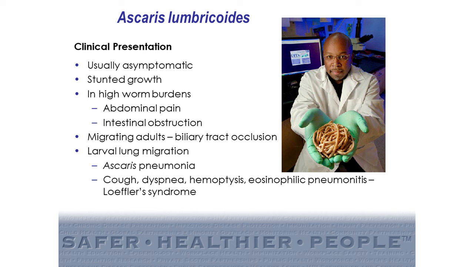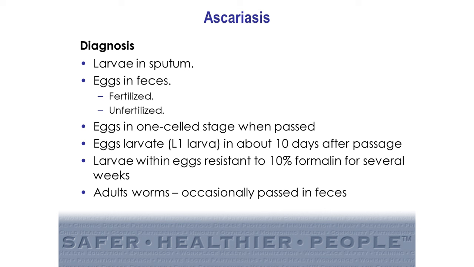Diagnosis of Ascaris is usually made by finding fertilized eggs, and both fertilized and unfertilized eggs, in feces. It may also be diagnosed by finding the larvae in sputum or by finding adult worms that are occasionally passed in feces. When passed, the eggs are in the one cell stage. A larva develops within the eggs in about 10 days after passage.